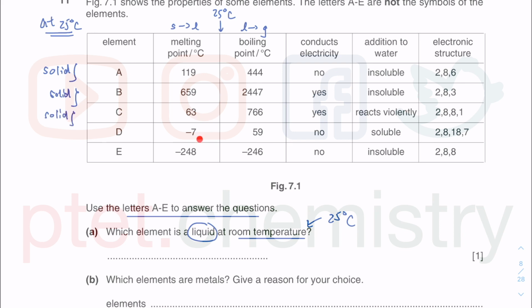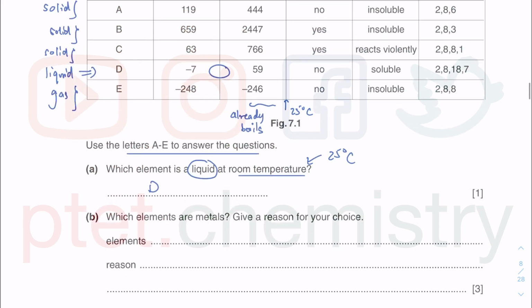And minus 7 and minus 248 is lower than this. It has melted, but this one is minus 246, so at 25 degrees Celsius it already boiled, so that is a gas, whereas 25 degrees Celsius sits in between the melting and boiling point. That is why that is a liquid, because 25 degrees Celsius is between the melting and the boiling point. So we've gotten our answer there as D. Which elements are metals, and give a reason?